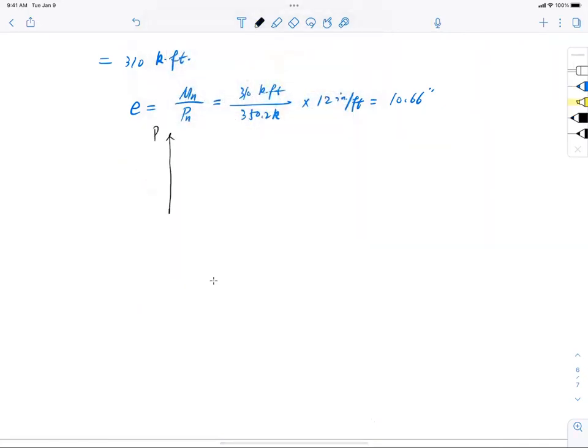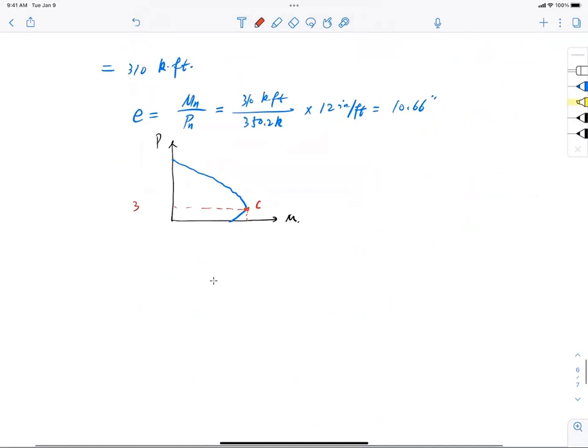So this is my interaction diagram, P and M, and I know that my curve looks like a nice belly button. Go back here. So C is actually right here. Okay, and point C here has an axial loading of 350, let me see if I read it, 350.2 kip, and a bending moment of 310 kip-foot. Okay, so this is Mn and this is Pn. All right, so that's where point C is. Now, if you really want to put a number on it, because I have my eccentricity, the eccentricity at this point is equal to 10.66 inches.